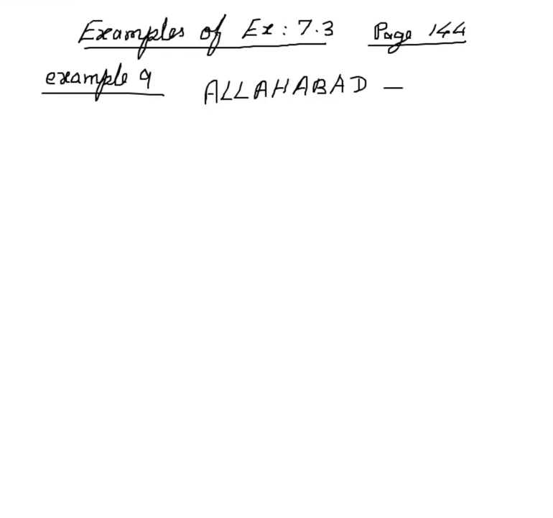Here we have 1, 2, 3, 4, 5, 6, 7, 8, 9 alphabets, out of which we have 4 A's, 2 L's, and all other letters are different. Find the number of permutations of the letters of the word. So we have to make use of all the 9 letters.